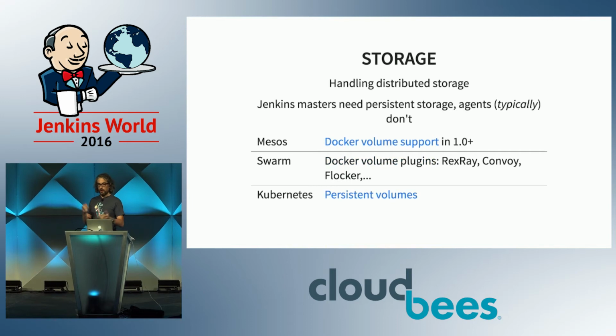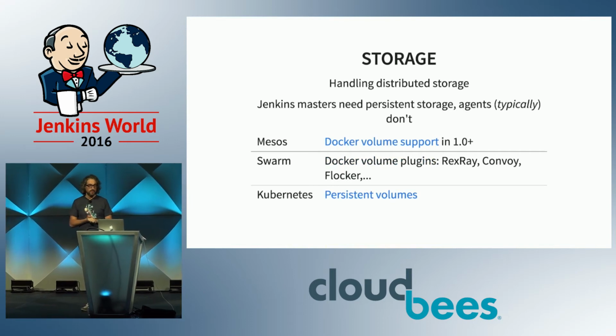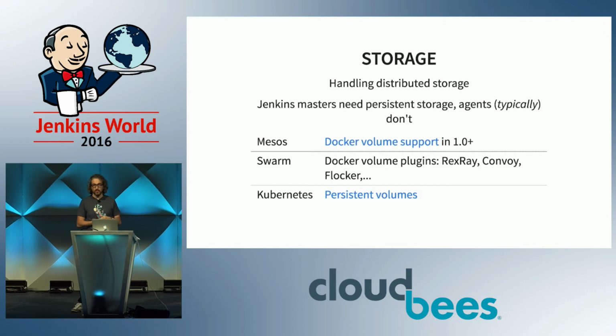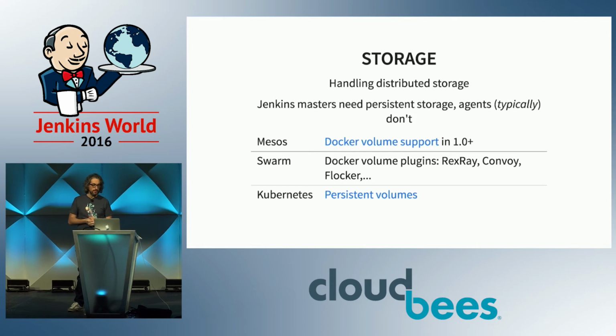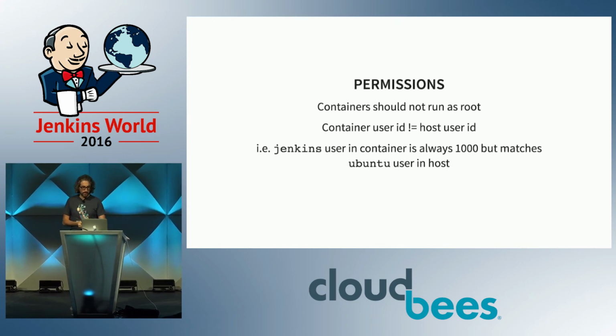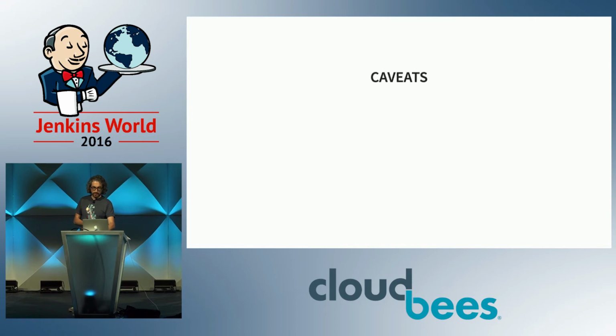And another interesting thing that you may want your cluster to do is storage. Mesos supports it from version 1.0, using the same Docker volumes that Docker provides. Swarm, of course, uses the Docker volume plugins. There's a bunch of them with different support for different backends. And Kubernetes also had from the beginning support for persistent volumes in AWS EBS volumes and Google Cloud Google Disks. And I think I'm going to skip a little bit because I'm a bit behind.